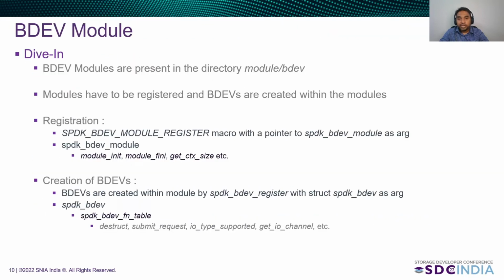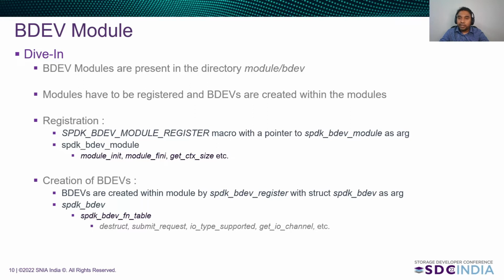Let's discuss more about the internals of the BDEV modules. The modules have to be registered first with the SPDK and later on the BDEVs are created within these modules. Registration of the BDEV module happens with the invocation of the module register macro by passing a pointer to the SPDK BDEV module structure as an argument. The SPDK BDEV module structure consists of different function pointers that need to be implemented by the BDEV module.